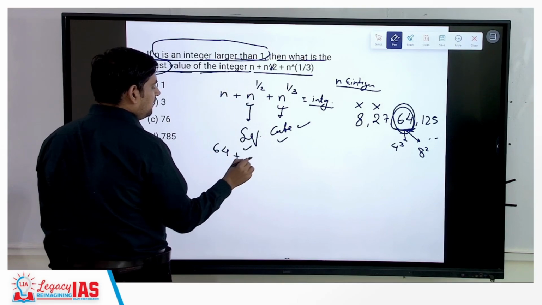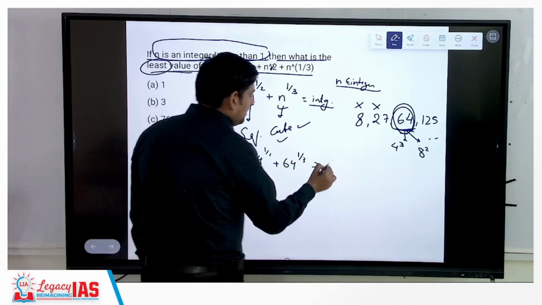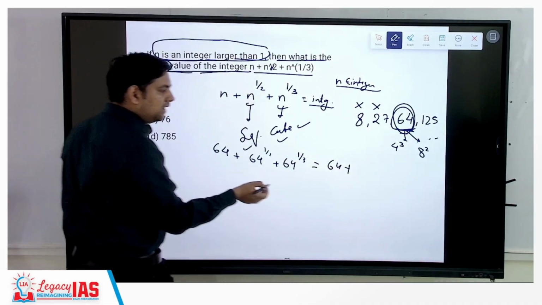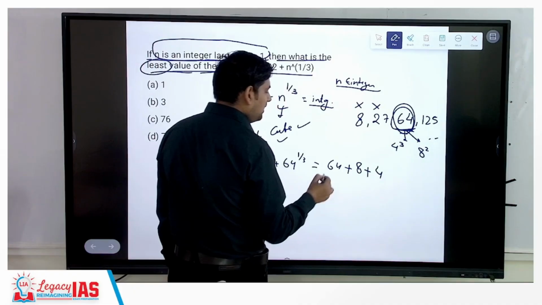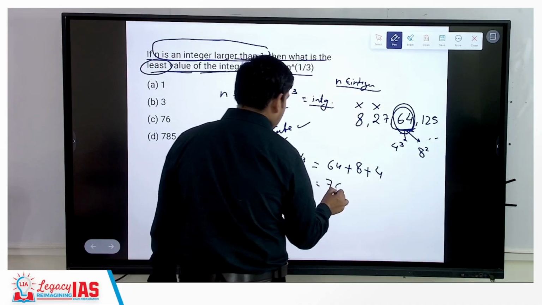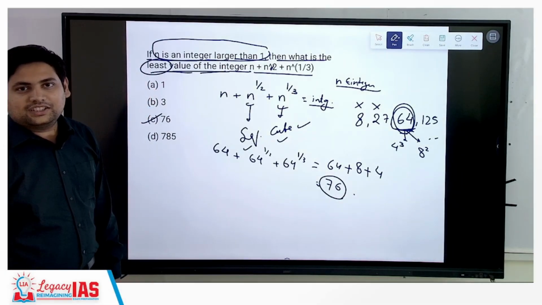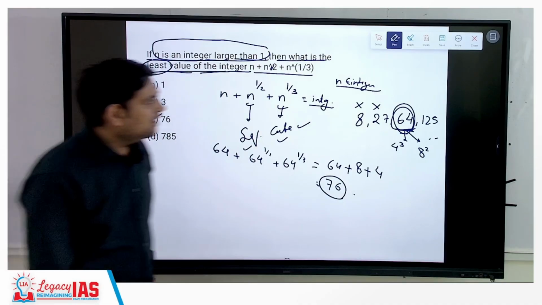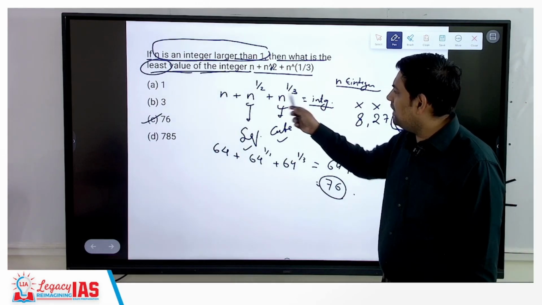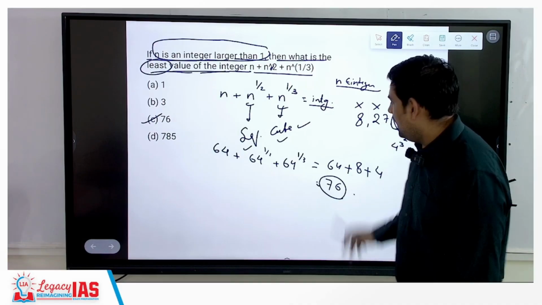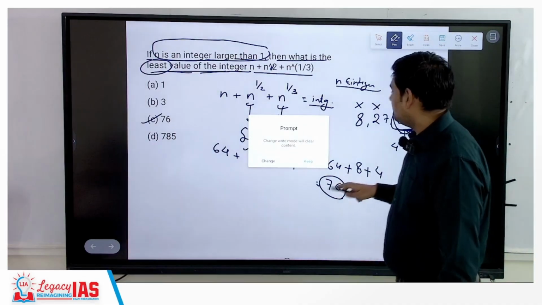So n is equal to 64 plus 64 power 1 by 2 plus 64 power 1 by 3. That means 64 plus 64 power 1 by 2 is 8, plus 64 power 1 by 3 is 4. So 64 plus 12 will give you how much? 76. So 76 will be your answer. Understood? Easy. This one was still doable if you know this concept that this has to be a square also and cube also. Then you can just find the smallest such number. Understood? Let's go forward.